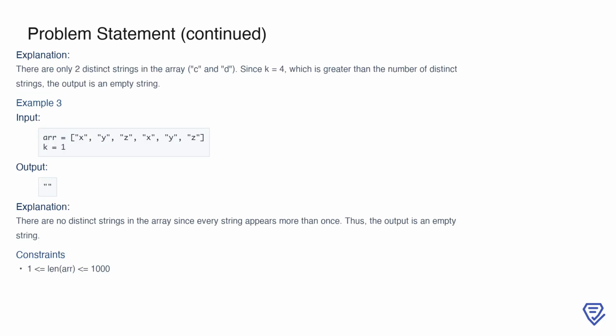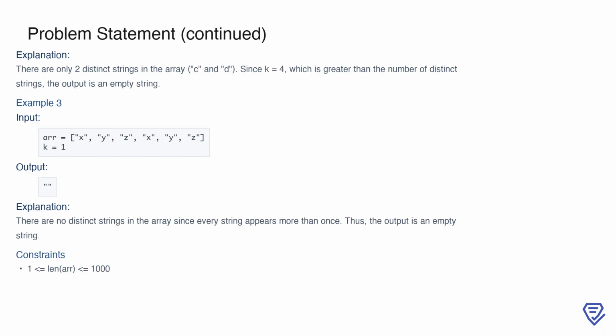Now, consider another input with the same array, arr equals a, b, c, b, d, but this time k equals 4. The output here is an empty string. The reason is that there are only two distinct strings in the array, c and d, but k is 4, which exceeds the number of distinct strings available. Hence, the result is an empty string.